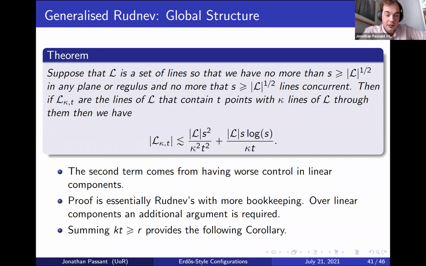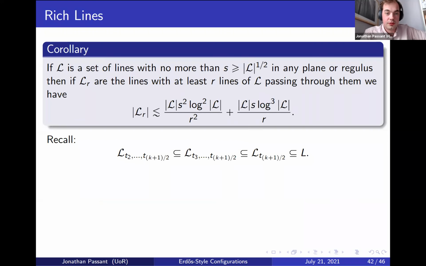And once we sum over all possible things, we end up with the following rich line theorem, which is the one that we're going to use. And this is where a bunch of those log terms that are quite inefficient get introduced at this stage, along with the partitioning stage where another bunch of log terms get introduced.